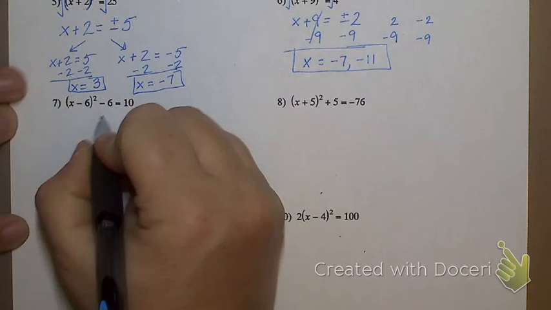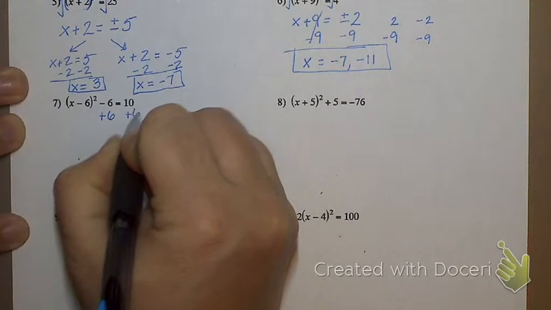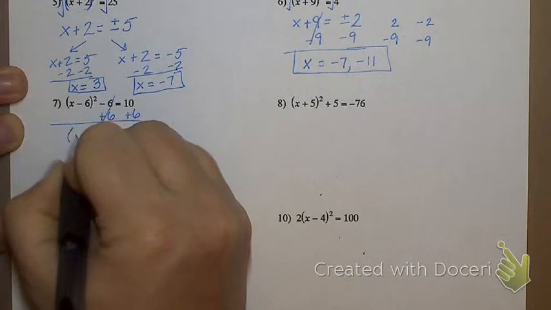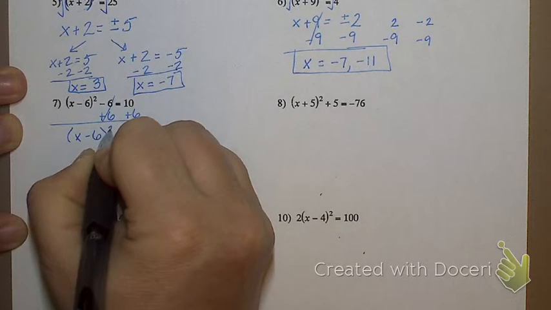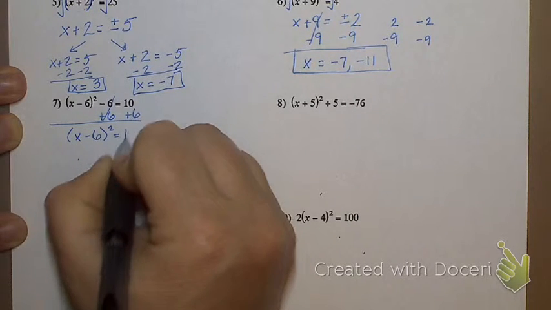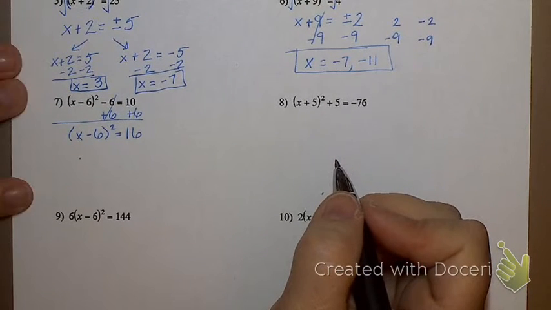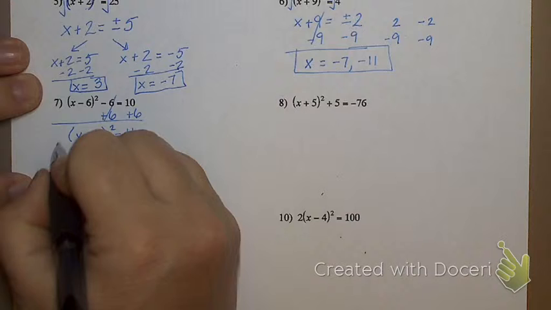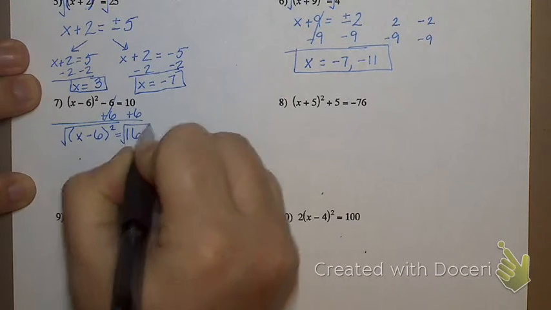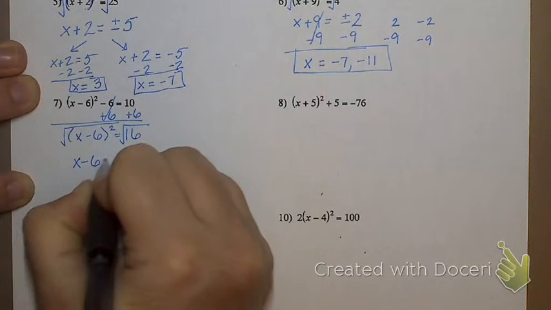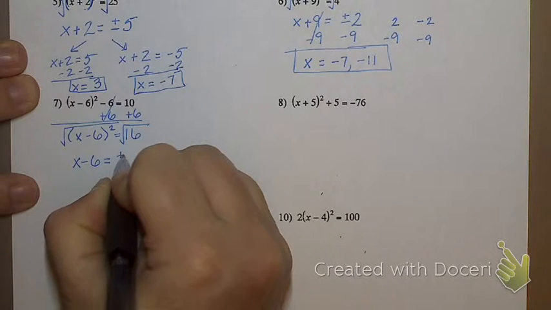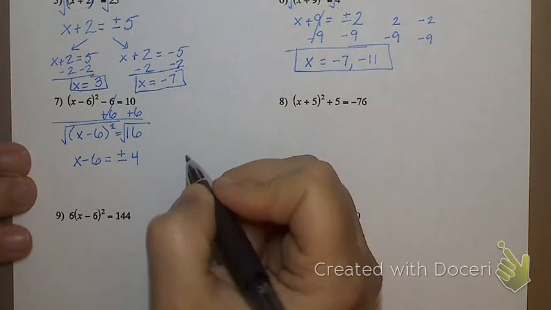Add 6, exactly. That's going to give me x minus 6 squared is equal to what? 10 plus 6 is 16. Now I'm right back where I was. So what do? Square root both sides. That gives me x minus 6 equals what? Plus or minus 4.